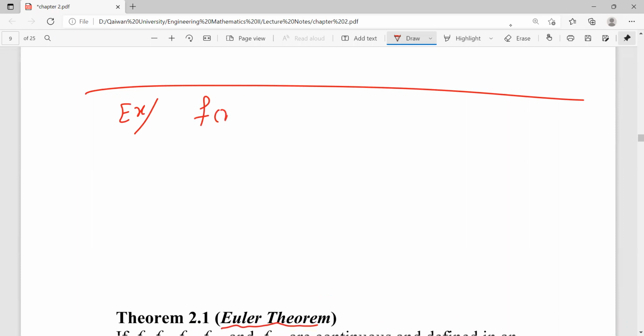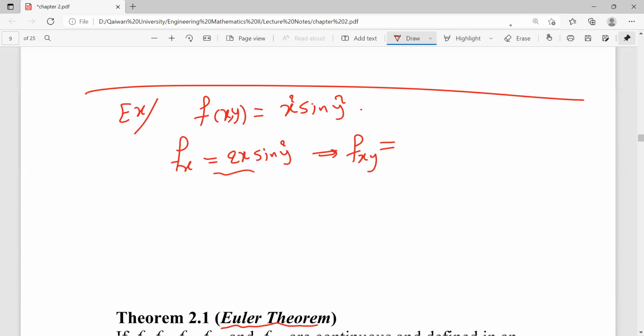Let f of xy equal, let's say, x squared sine y squared. This function is continuous. At every point of xy it is continuous. So we are going to find f sub xy and f sub yx, and they must be equal. f sub x equals 2x sine y squared.